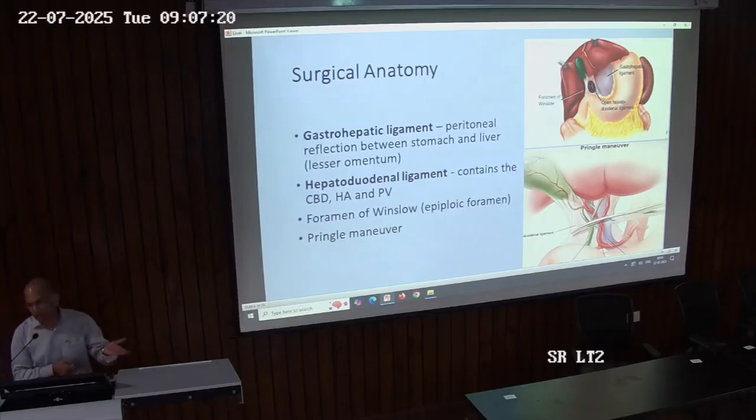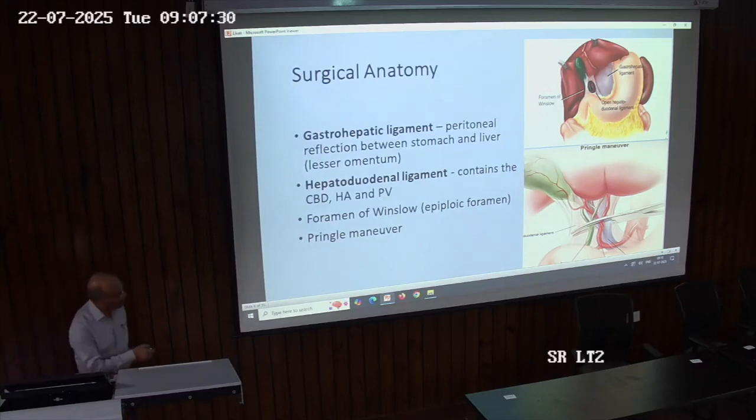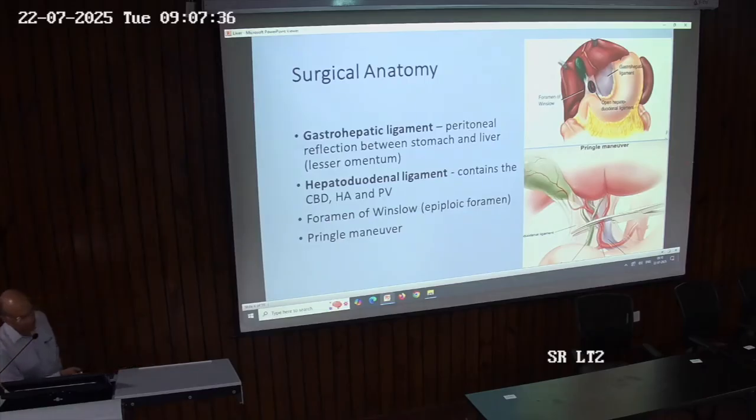The foramen of Winslow, or the epiploic foramen, is the place where the peritoneal cavity communicates with the lesser sac. So one can insert a finger in this, and if there is severe bleeding, or one has to stop the bleeding in cases of trauma or during liver resection, one can put a finger there and apply what is known as a vascular clamp. If you clamp all these three structures here, the bleeding can be temporarily controlled and one can perform the surgery over the liver. So this is the applied aspect of the anatomy.